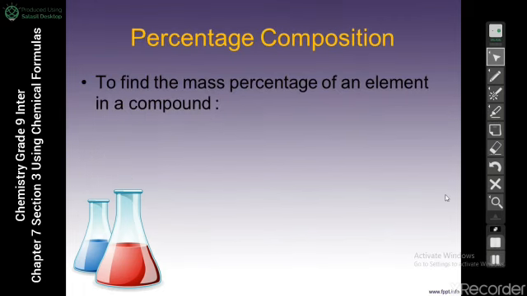The fifth and last part in this section is something called percentage composition. To find the mass percentage of an element in a compound, we divide the mass of that element over the mass of the whole compound, then we multiply it by 100.